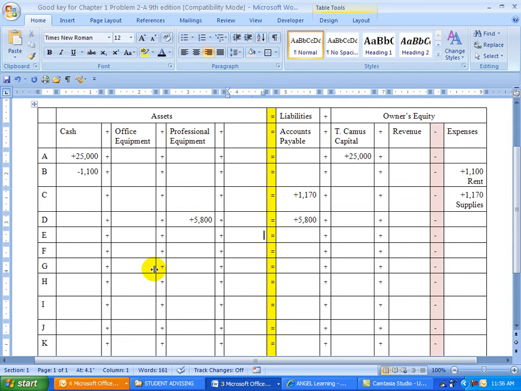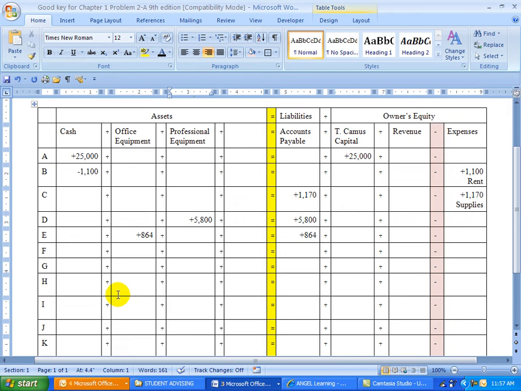Looking at letter E, we bought office equipment on account for $864. Again, we have not spent any money. So office equipment this time is increasing. So it's a plus $864. And because it's on account, again, it's going into accounts payable as an increase. So here's a plus on the left and a plus on the right to keep us in balance.